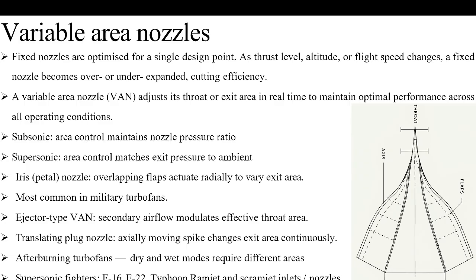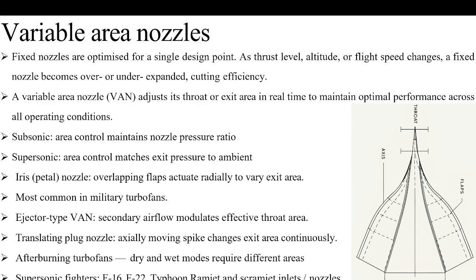Okay, so flex nozzles are optimally a single design point. As the thrust level, altitude, and speed change, the fixed nozzle becomes over- or under-expanded, cutting its efficiency. To overcome that, if I require more thrust, I will be opening the mouth of the nozzle. If I require a lesser amount of thrust, I will try to close that. This can be achieved only with the variable area nozzle. The other name is the flex nozzle.